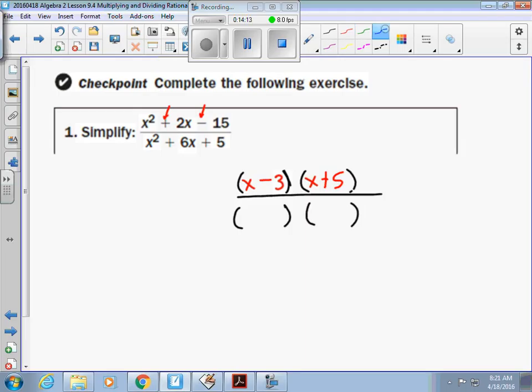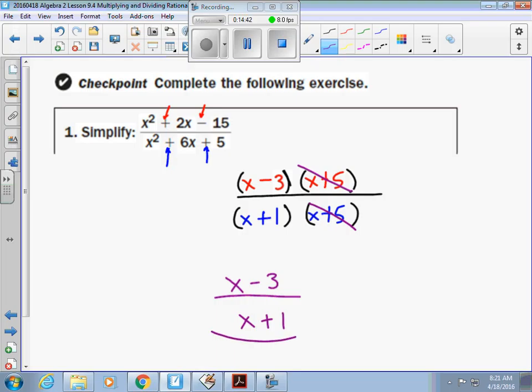For the bottom one, we'll do the same thing. X times x gives you x squared. You only have one pair of factors to get to C's value 5. You have to use 1 and 5. This sign says that they're both the same, since it's plus. This one says they're both positive. So plus 1, plus 5. Then you can clearly see what's exactly the same at the top and the bottom, x plus 5 and x plus 5. So that's what you're left with, x minus 3 over x plus 1.